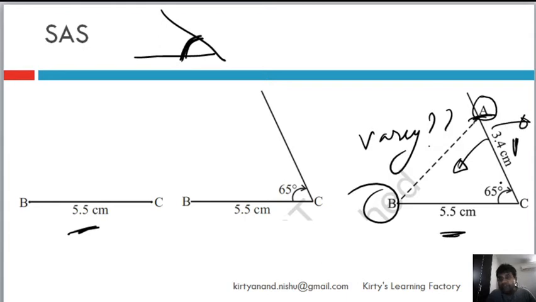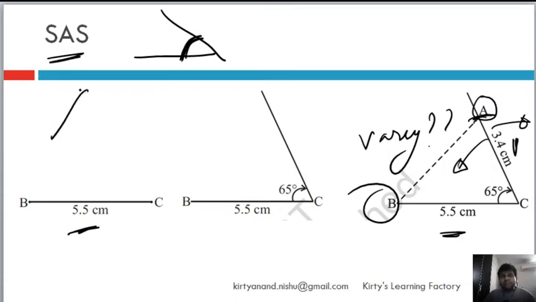Why? Because the angle is fixed and I have fixed the length in such a way that two sides and the included angle is fixed. So the third side automatically is fixed. You cannot change it. So if two sides and included angle is matched, basically that's an identical triangle. You can only make one such triangle. You cannot make other triangles like that. And that's why SAS is a congruency rule.